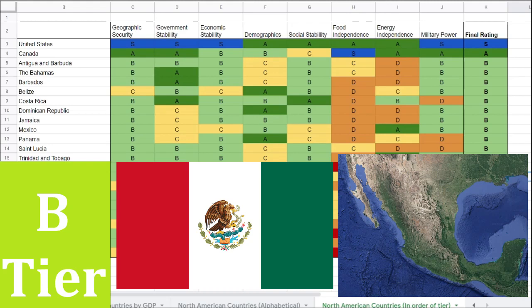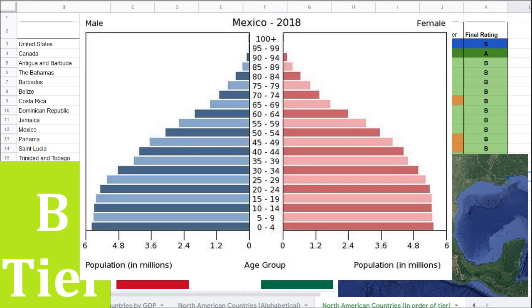Economic stability, C. For the reasons I said in government stability, it's because of bribery and corruption. It's kind of hard to do legitimate business in Mexico. However, at the end of the day, being next to America and having access to American markets is pretty good. So I think they have the potential to really help increase their economic prosperity in the future.